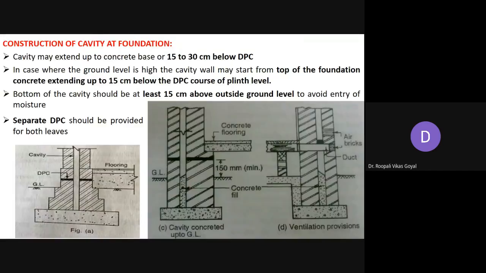Now we will discuss the construction of cavity at certain typical positions. So this is related to construction of cavity at foundation.